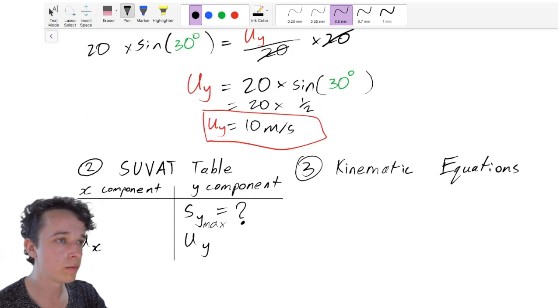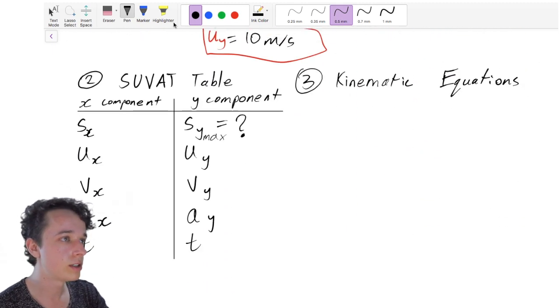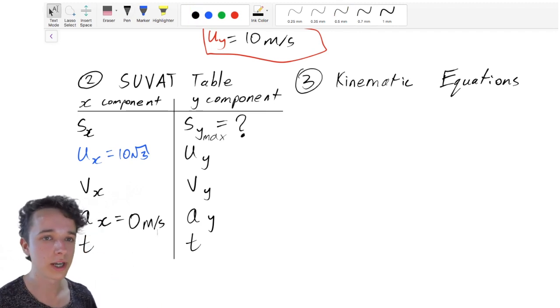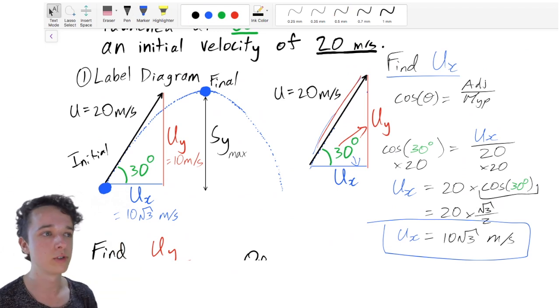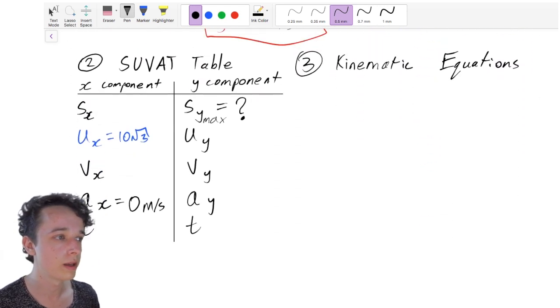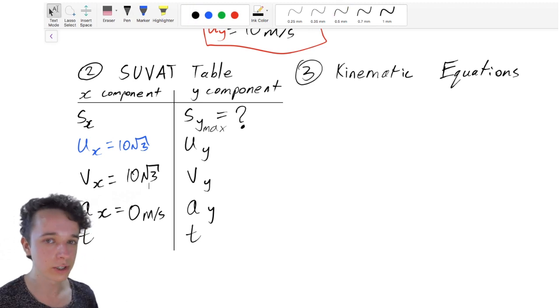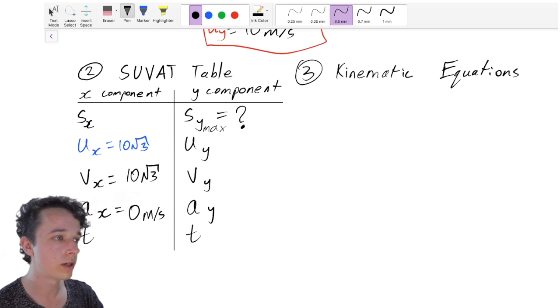ux, do we know anything about ux? Indeed we do, we found ux. That is 10 root 3. And I'll just make that blue. Do we know anything about vx? Not really. Do we know anything about ax? Well, there's no force acting on the projectile in the x component. The only force acting on the projectile is gravity, pulling the projectile down. So there are no forces in the x component, therefore there is no acceleration in the x component. But because the acceleration is 0, we can also say that the final velocity is going to be equal to the initial velocity, because if there's no acceleration, then there's no change in velocity. And so we do actually know what the final velocity x is.